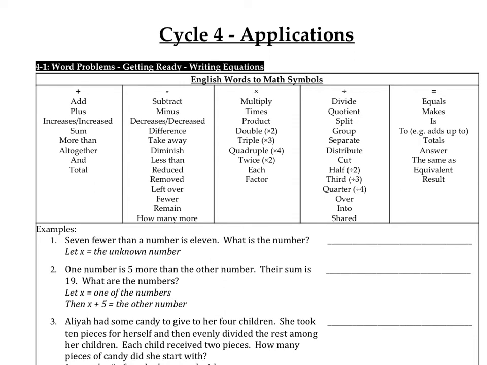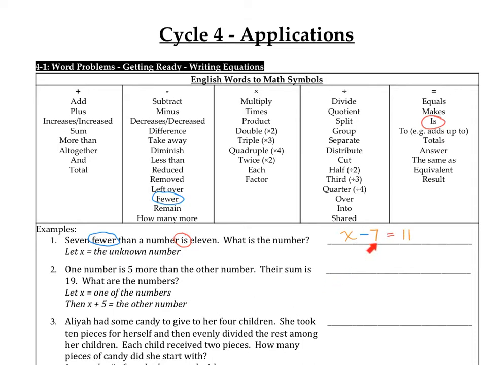So if you take a look at the word fewer, that is another word for subtraction. And it's 7 fewer than the number. So here's the number. And when you talk about something being fewer than, you are going to subtract it from that number. So it's x minus 7, not 7 minus x. Then it says is 11. So is represents where the equal sign goes. So that is equal to 11.